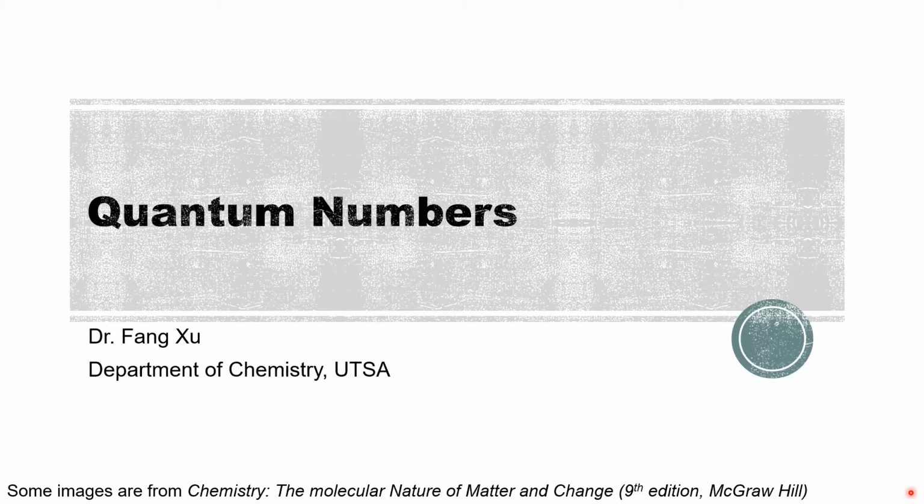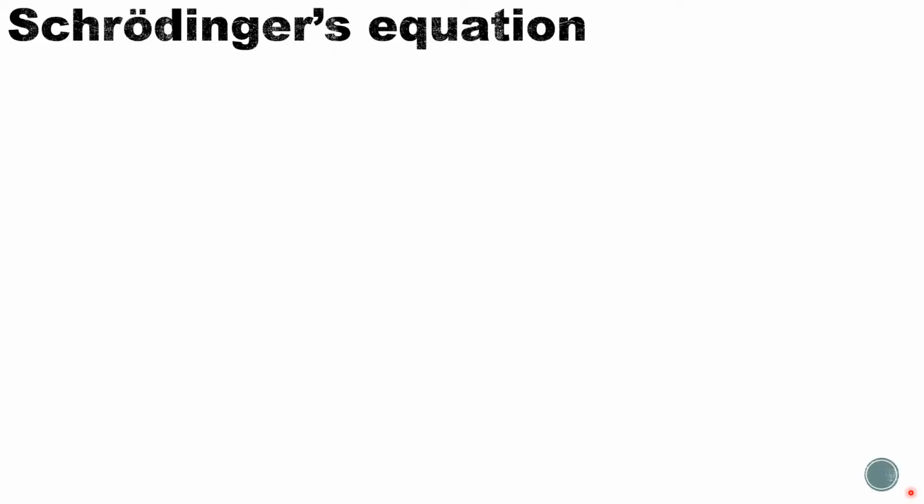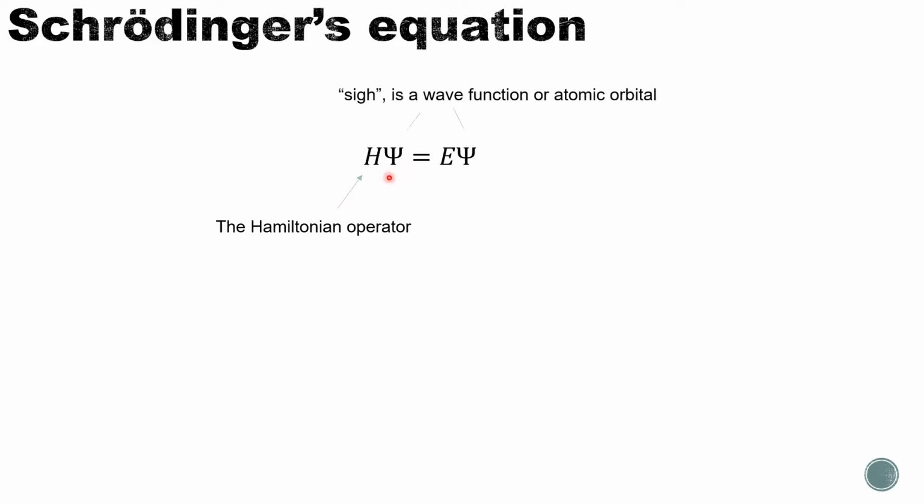Before we talk about quantum numbers, let's briefly mention what a Schrodinger equation is. A simplified Schrodinger equation, or an easier format of it, is H psi equals E psi. H is a Hamiltonian operator. You don't need to know exactly what that is. You just need to know it's a symbol in the mathematical calculations.